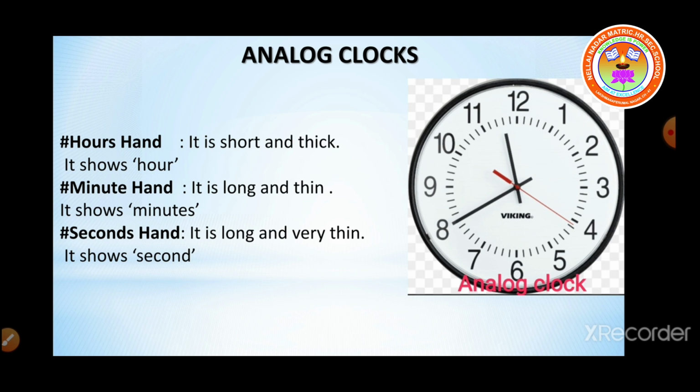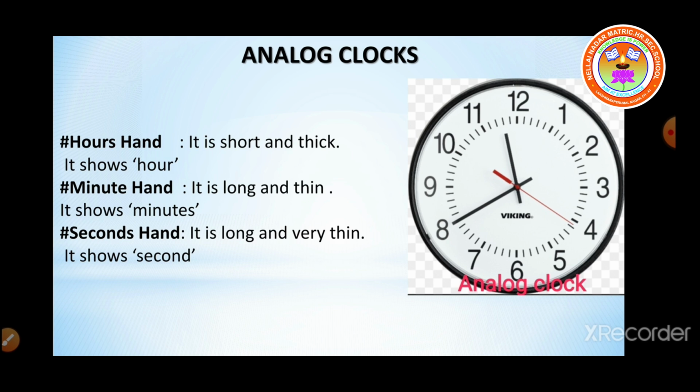First, the hour hand looks very short and thick. See this figure, the hour hand is black in color. It is a very short one and also a very thick one. It shows the hour, 1 o'clock, 2 o'clock, 3 o'clock. It shows like that. And second one is the minute hand. It is long and thin.